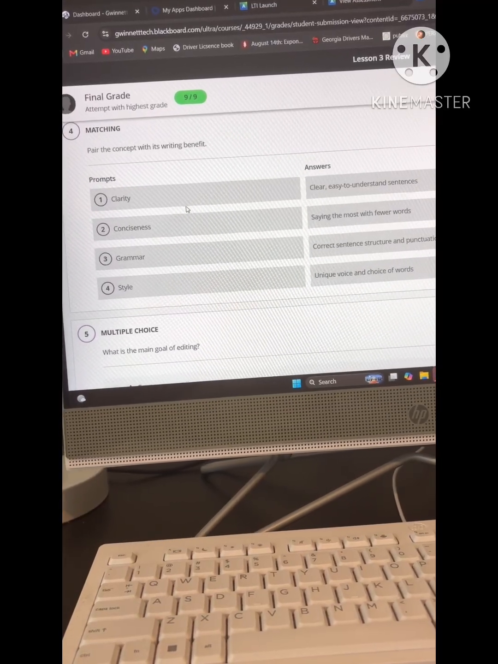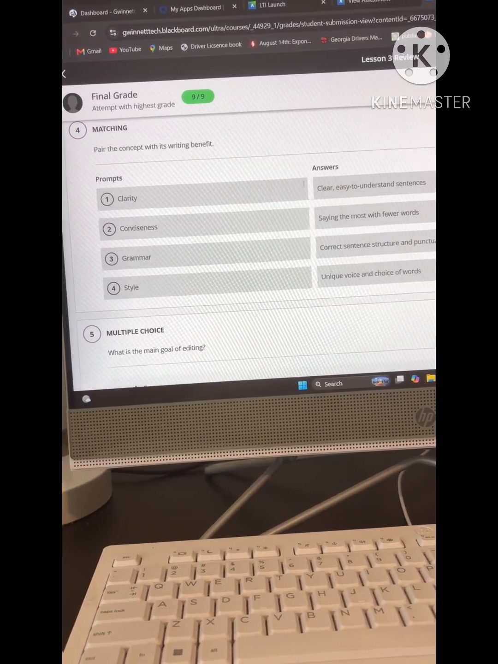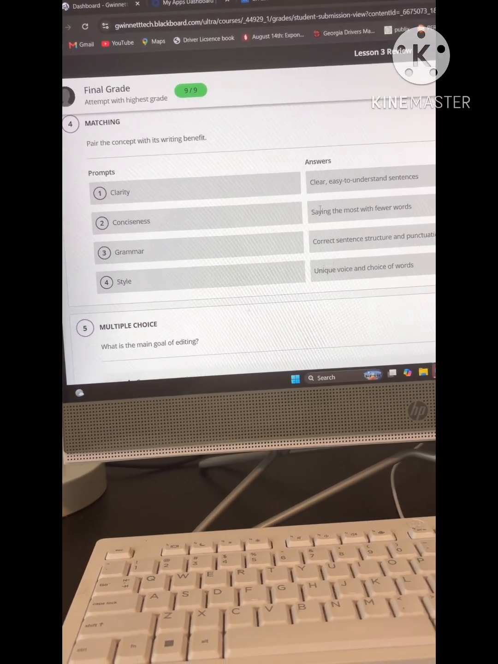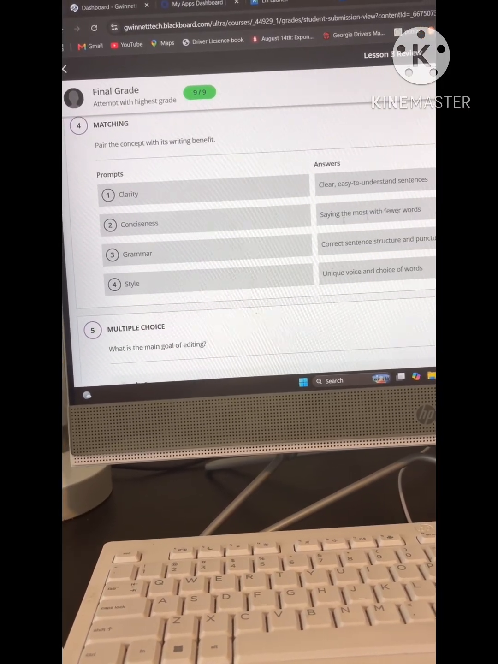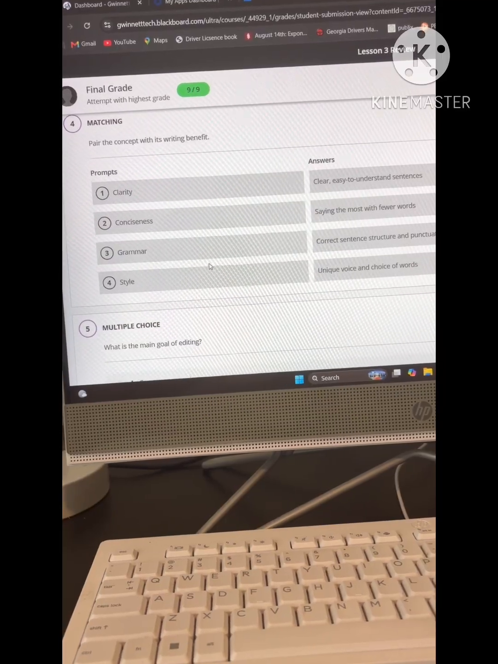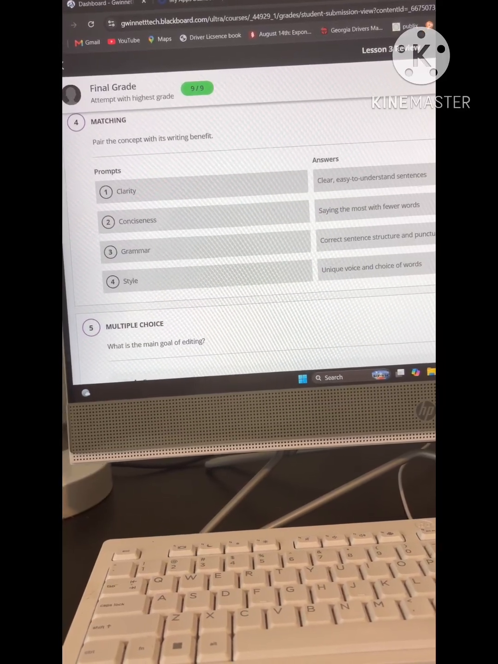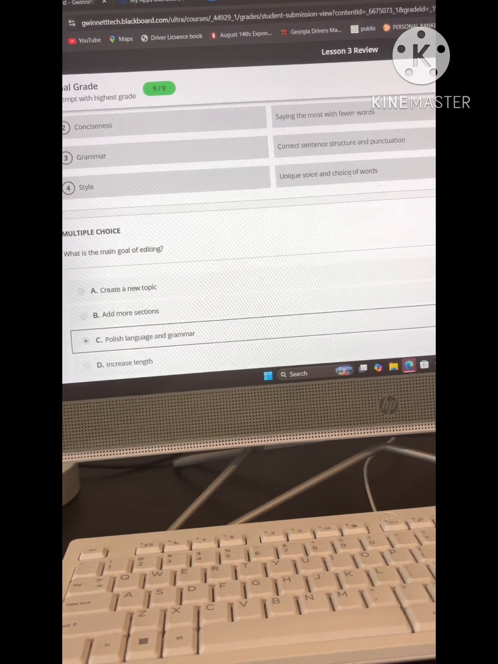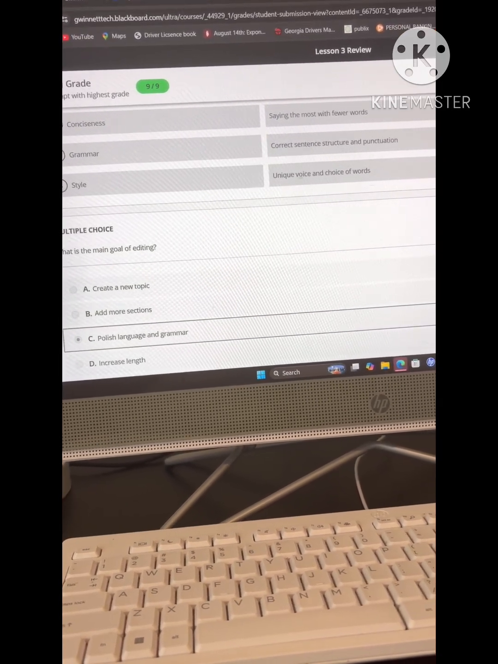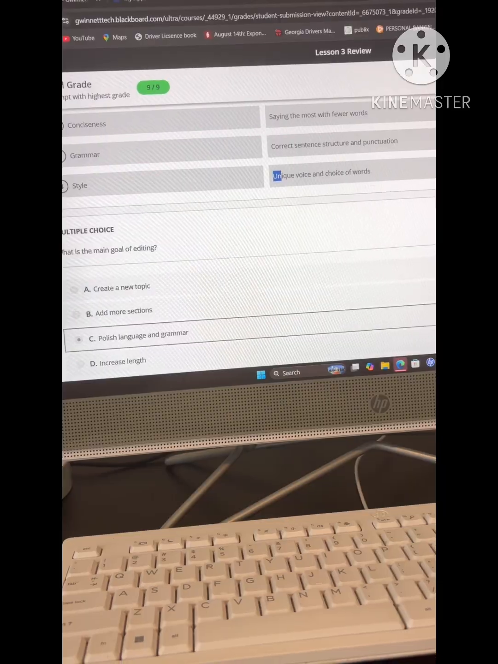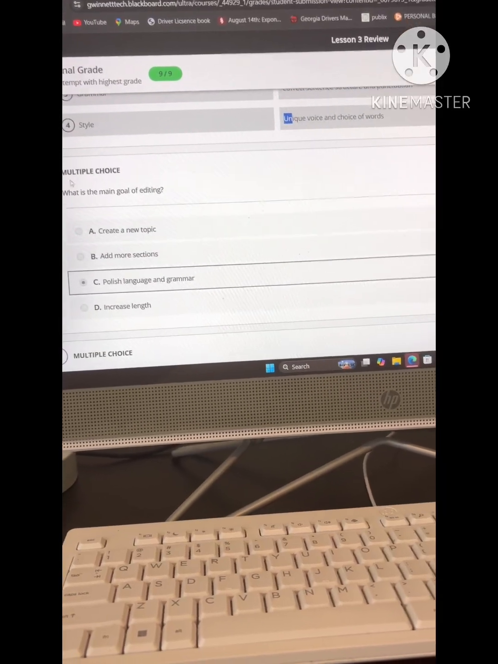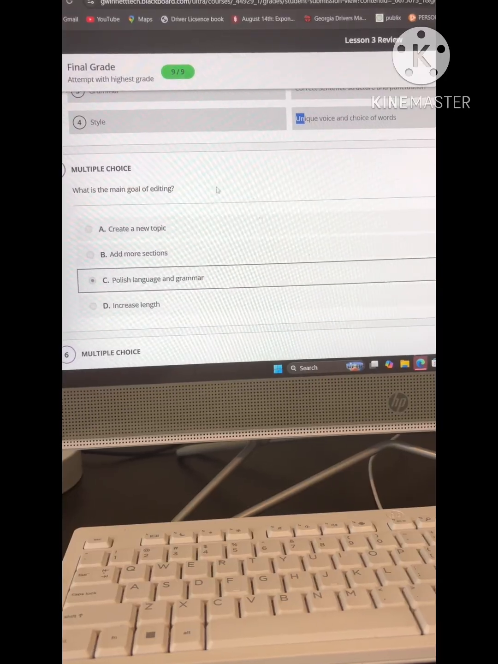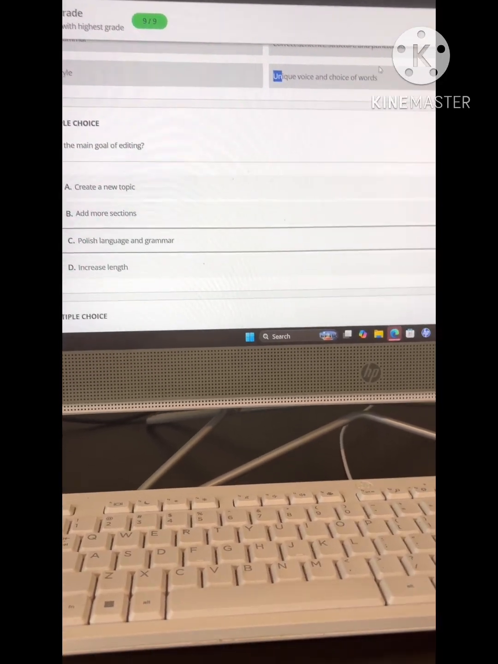Number 1 is clarity, I put clear, easy to understand sentences. Number 2 is conciseness, saying the most with fewer words. And then number 3 is grammar, I put correct sentence structure and punctuation. And then number 4 is style, unique voice and choice of words, which unique is already connected to that word style. And then number 5, what is the main goal of editing? Polish language and grammar. You want to make sure everything is correct when you're doing it.